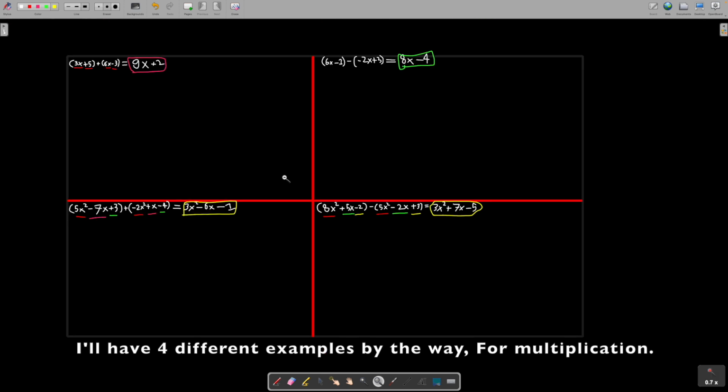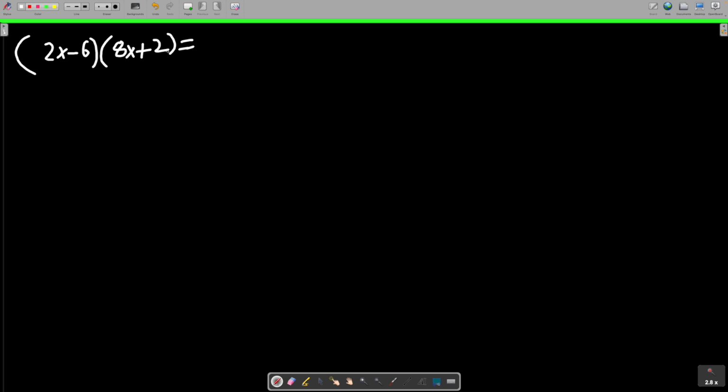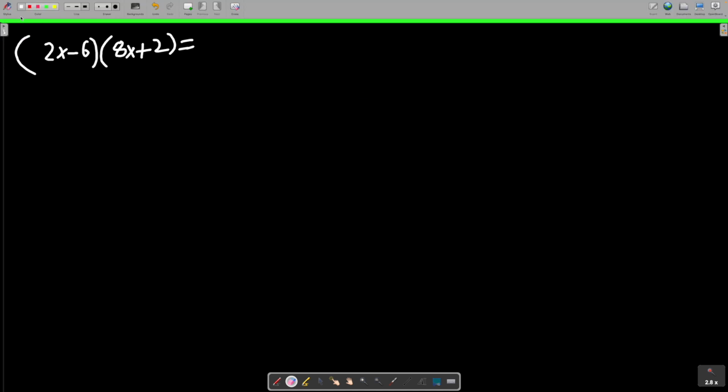I'll have 4 different examples, by the way, for multiplication. So here's our first multiplication equation, multiplying two binomials. So there's a method called FOIL that you can use to multiply the polynomials. So FOIL, F stands for first. So first we're going to do 2x times 8x. 2x times 8x is 16x squared, because you have to add the degrees.